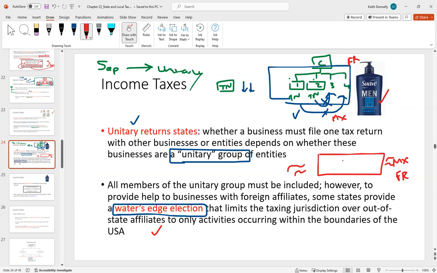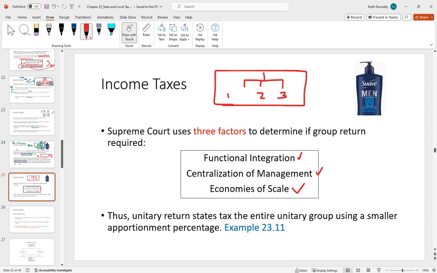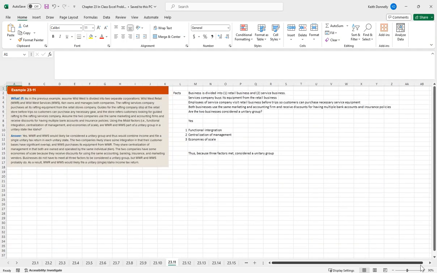But when we do that, most states have a water's edge election. How do we tell, right? If we have all of these subsidiaries, 1, 2, 3, how do we tell if they are a unitary group? Well, essentially, we look at these factors. Is there functional integration? Is there centralization of management? And is there economies of scale here? Most of the time, there is on these guys. So let's look at 2311 here, and then we can wrap this up.